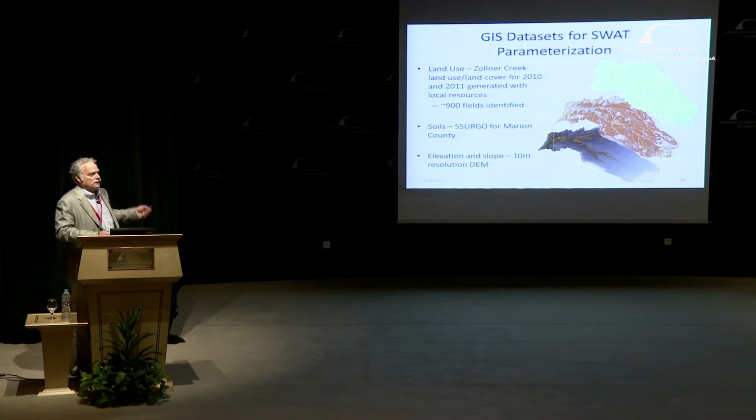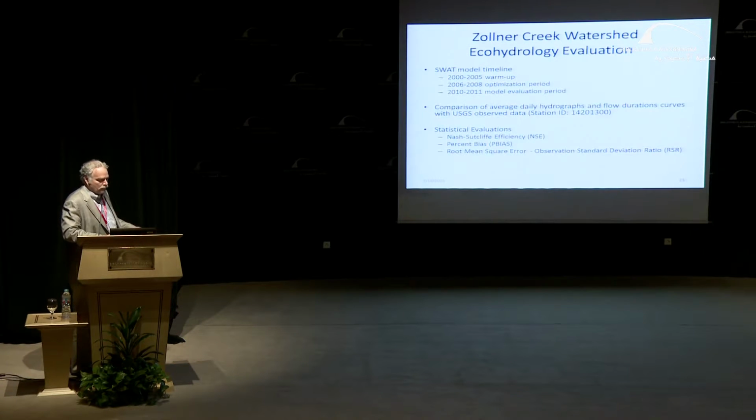And so we took this model and used it in Zolna Creek. Part of the parameterization involves GIS data layers. We've got the land use, land cover data layer, the hydrology data layer, the soil data layer, and the elevation and slope data layers all go into this model. And we use this model, based on those input parameters, to do an ecohydrology evaluation.